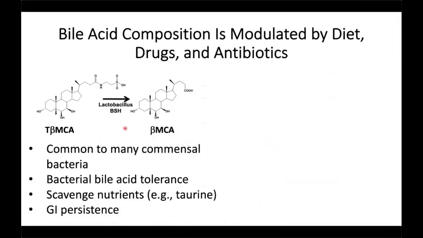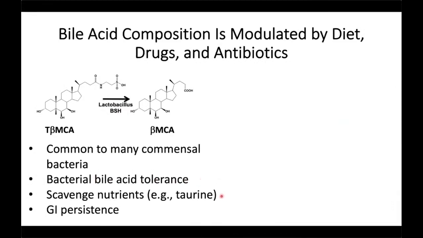Ultimately, we were able to identify this key pathway that's present in a variety of different bacterial species. That is the metabolism of bile acids through this key enzyme known as bile salt hydrolase. Bile salt hydrolase is common to many commensal bacteria. It helps to provide bacteria specific bile acid tolerance. Otherwise, these bile acids are quite toxic.